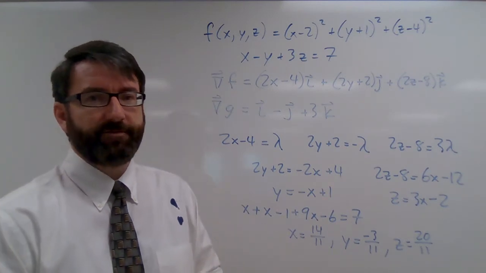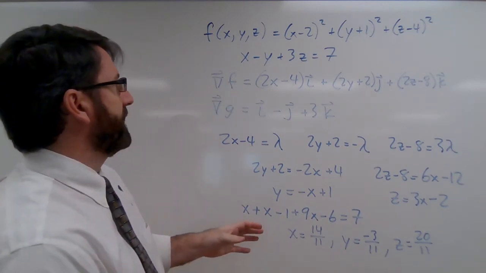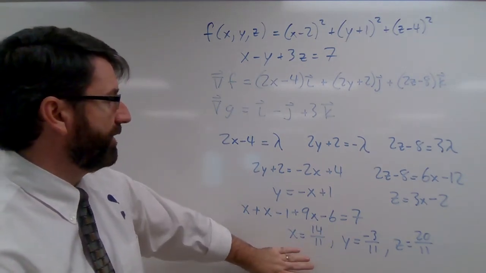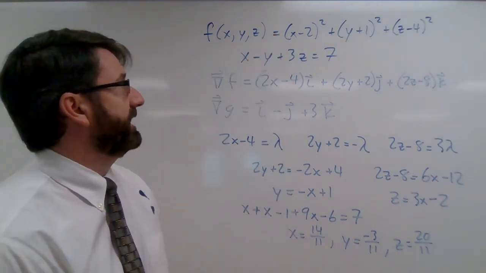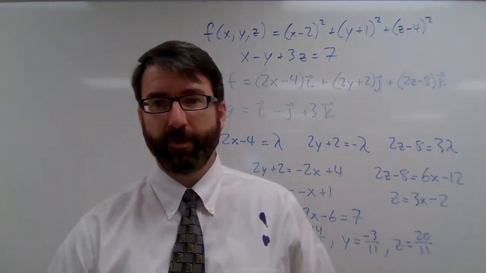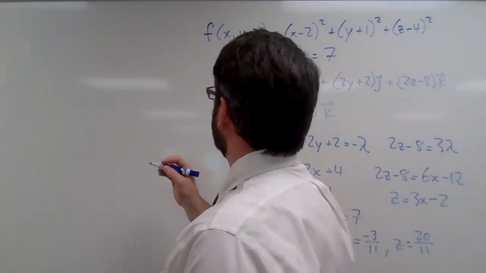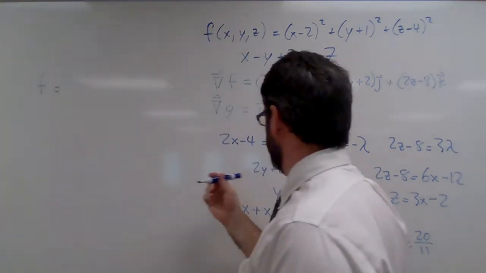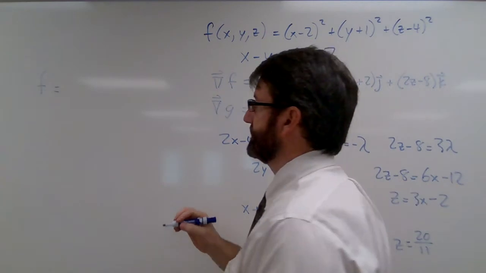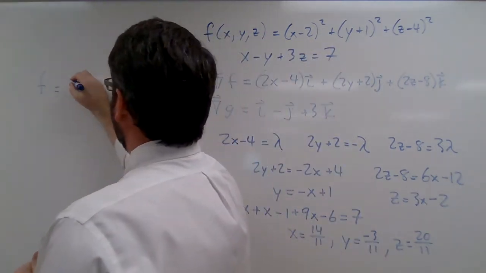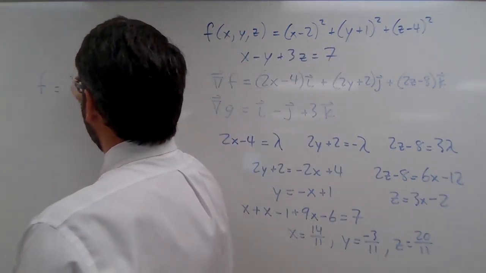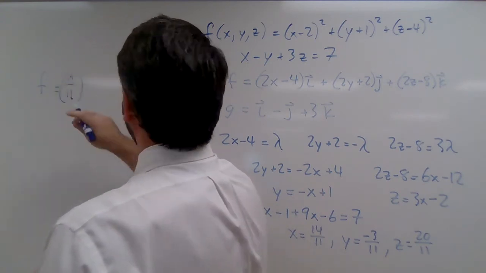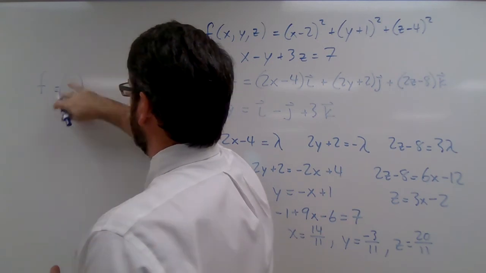Now we were asked to find the extreme values for this. So what we're going to do is now take this and plug that into our function. So we're going to get f of these three values is going to be equal to 14 over 11 minus 2.